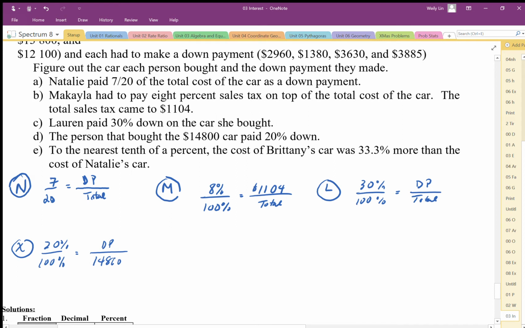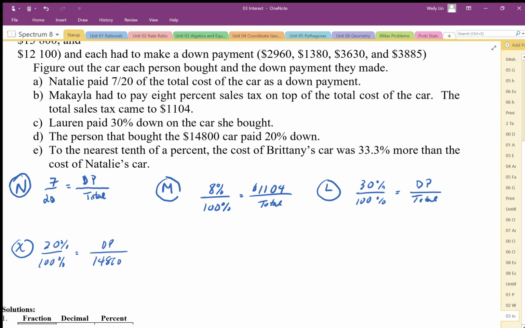And the last part, to the nearest tenth of a percent: Brittany's car was 33% more than the cost of Natalie's. So if we can figure out Natalie's car, then we can, and we know that Natalie's car can't be the most expensive. Okay, we can maybe get some guesses in here.